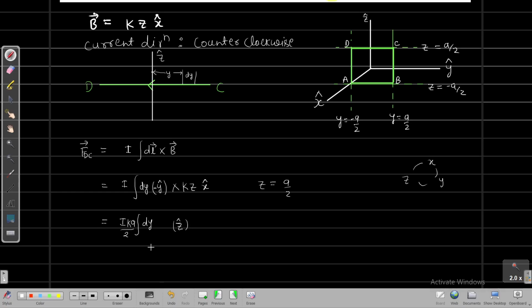Now what will be the limit of integration? That was the whole problem. You were confused in it. We are going from the origin to C. So we should see how y can vary from what point to what point. From D to C, since we chose to go from origin to C, it can vary from minus ay/2 to ay/2.